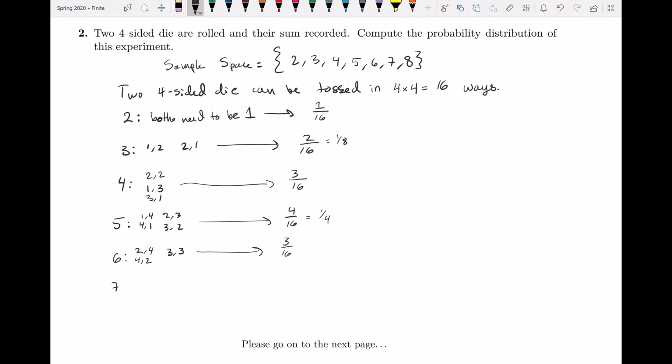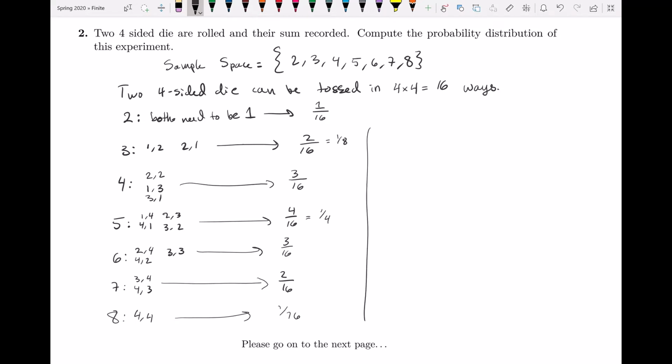To get 7, we could have 3 and 4, or 4 and 3, and that's it. So this is 2 out of 16. And lastly, 8, we could have 4 and 4. That's it. So we have 1 out of 16.